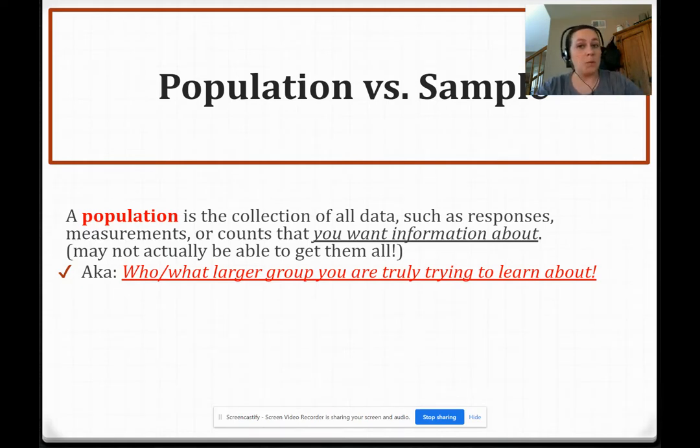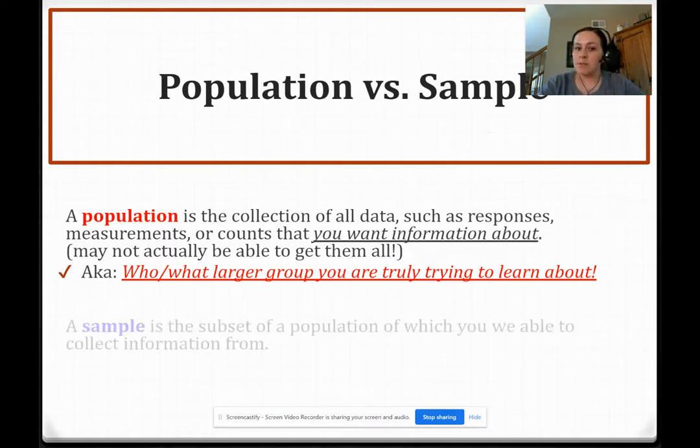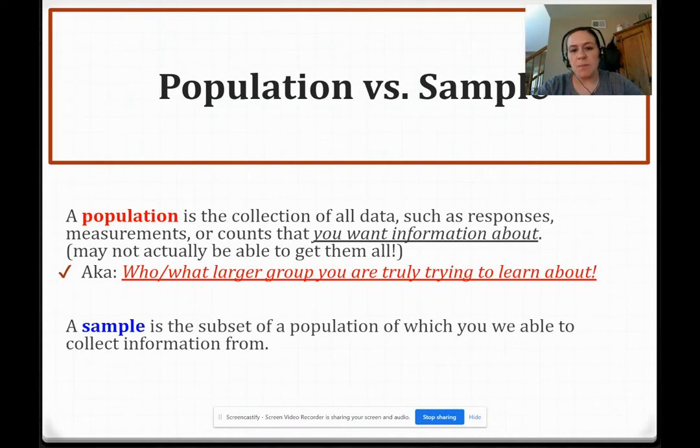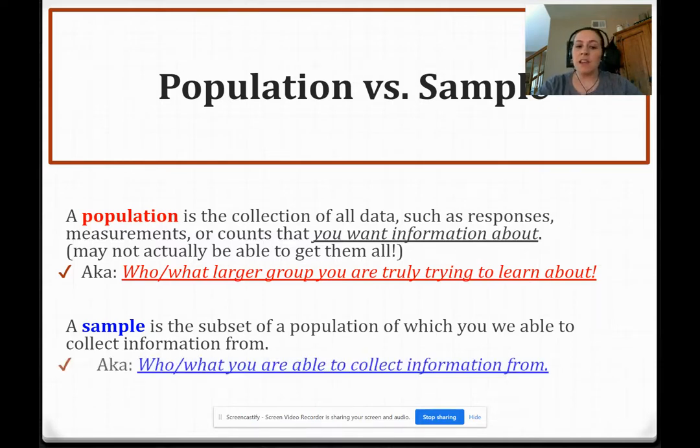That's a really large group of people, and so I'm going to probably find some challenges with getting information from all of them. That's why we have samples. A sample is a subset of a population of which you are able to collect information on. So maybe I'm trying to learn about all US adults, but I am actually able to interview 100 US adults. The 100 that I'm actually able to ask questions and get responses from, those would be the people that I would refer to as my sample. You can think of your sample as the who or the what you are actually able to collect information from.